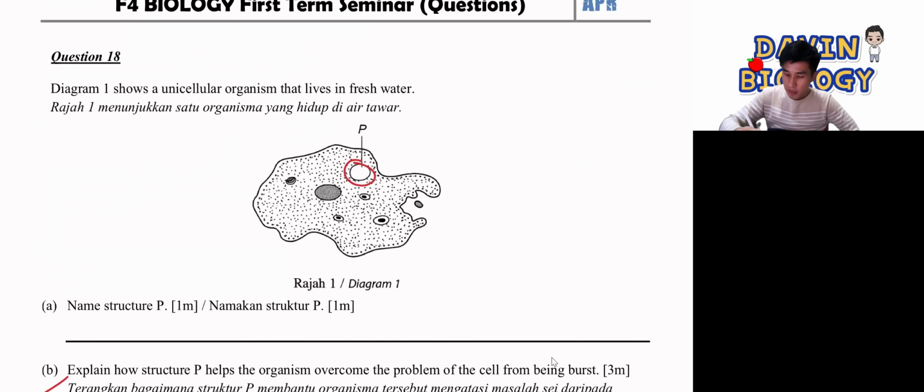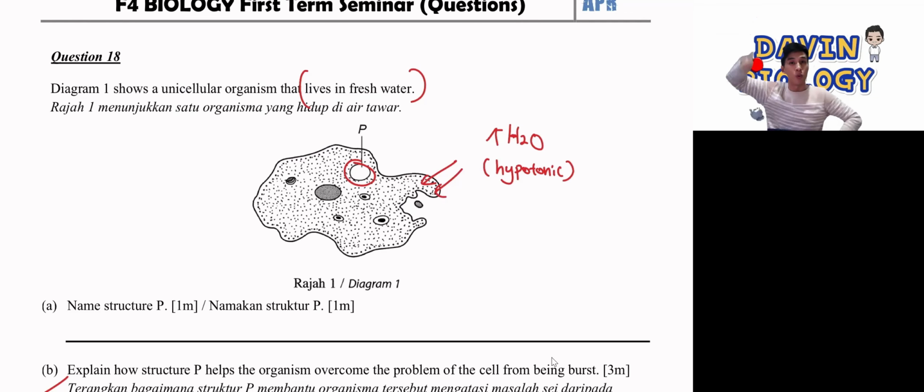Number one, they live in fresh water. So fresh water means there is a lot of water outside. In Chapter 3, a condition that has high water potential, remember it's called what already? High what? Yeah, hypotonic. So water will keep on going into the cell because there is a lot of water, and water always goes from high to low water potential. So if water keeps coming in, the amoeba will keep expanding, it will burst. So they ask how P can help it to overcome this.